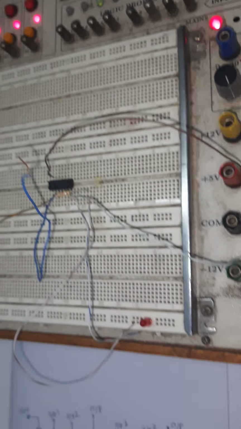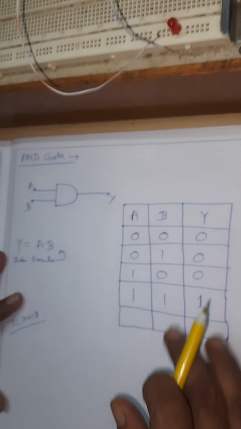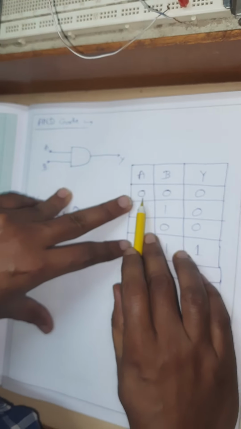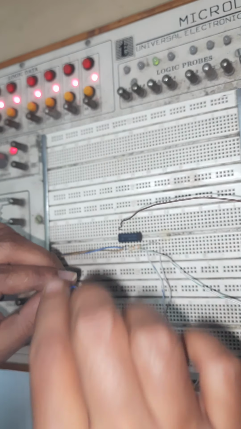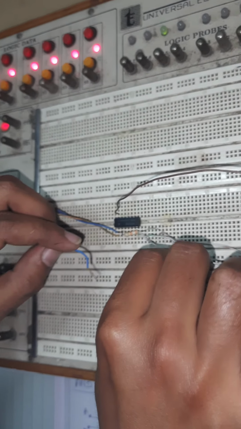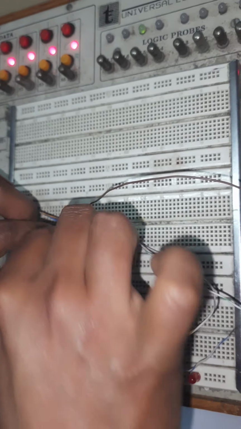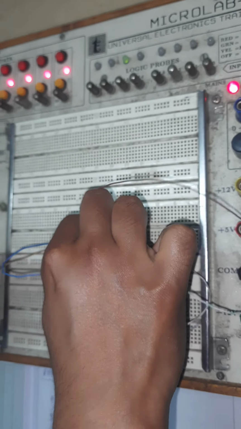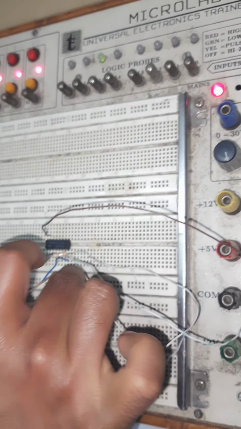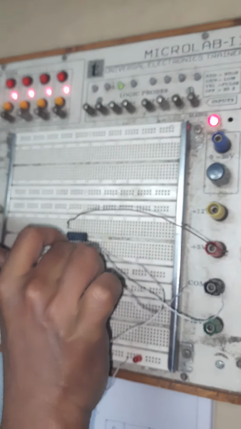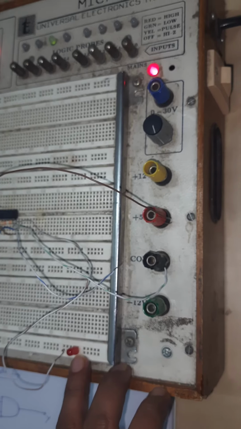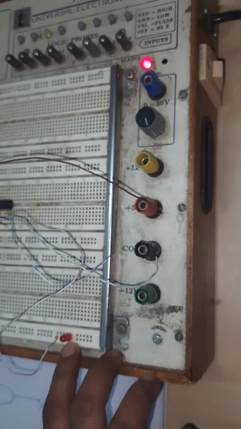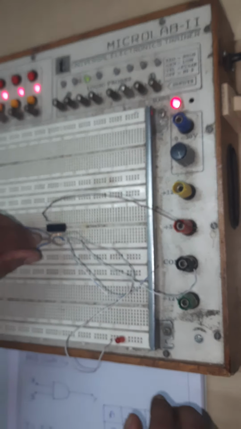By comparing with the truth table we can demonstrate the IC operation. First, the two inputs are 0. So we are placing both inputs at 0. 0 means the grounding position, this line, this point. We connect this point to this point, and you see the output is 0, which means the LED is not glowing.